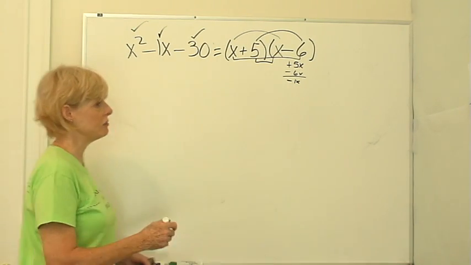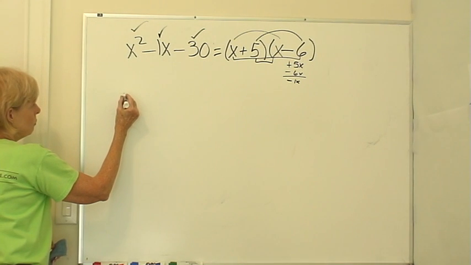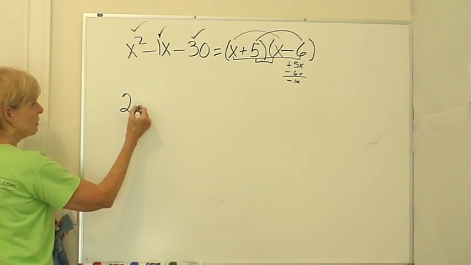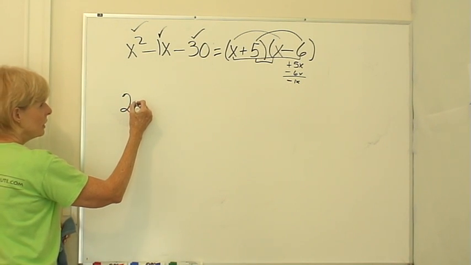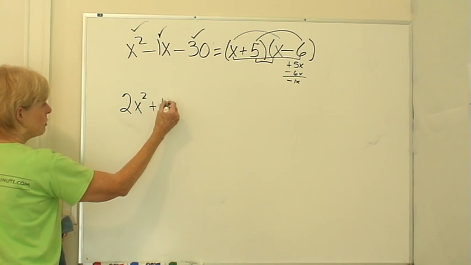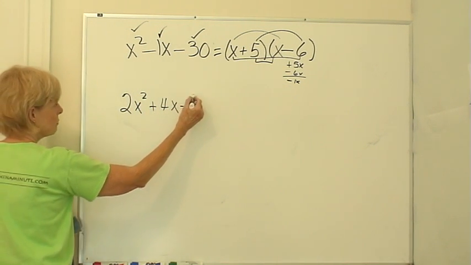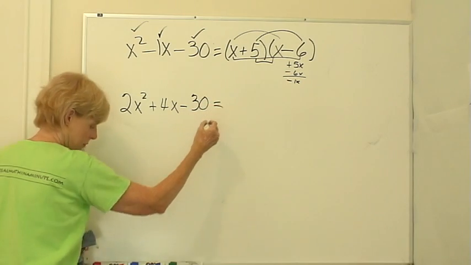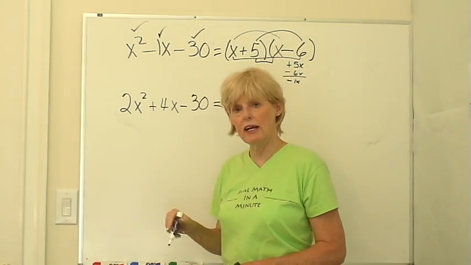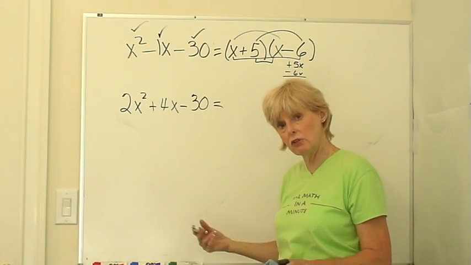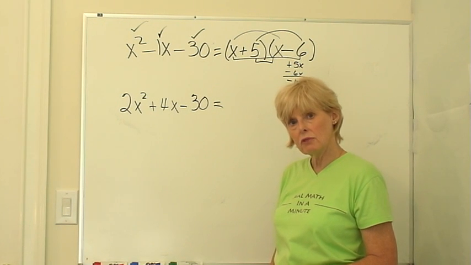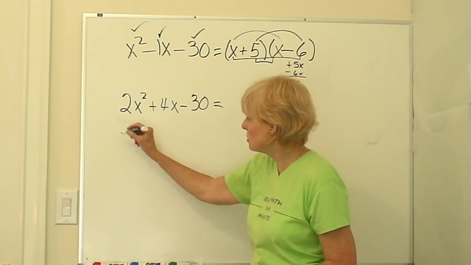Let's do another one. Let's say that we've got, I'm going to throw in a greatest common factor here. I'm going to say that we've got 2x squared plus 4x minus 30. And I'm hoping I'm making up a good problem. Anyway, you look first of all and you're like, do I see a greatest common factor? I'm telling you yes, so what would it be? What would go into all 3 terms? 2, perfect. So here's our new problem.